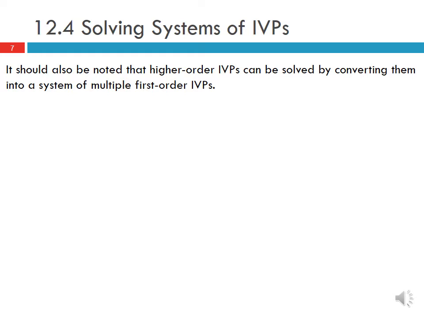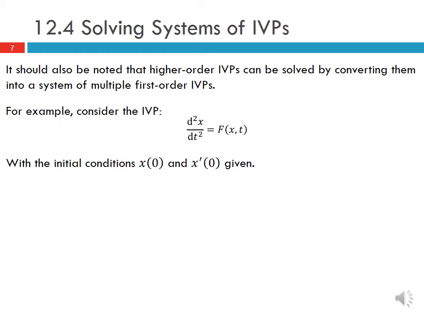It should also be noted that higher order initial value problems can be solved by converting them into a system of multiple first order initial value problems. For example, if we have a second order initial value problem, so it has a second derivative, such as d2x/dt squared is equal to some function of x and t, and the initial conditions are x at 0 and x prime at 0, or dx/dt at 0, then we can convert this into two first order initial value problems.